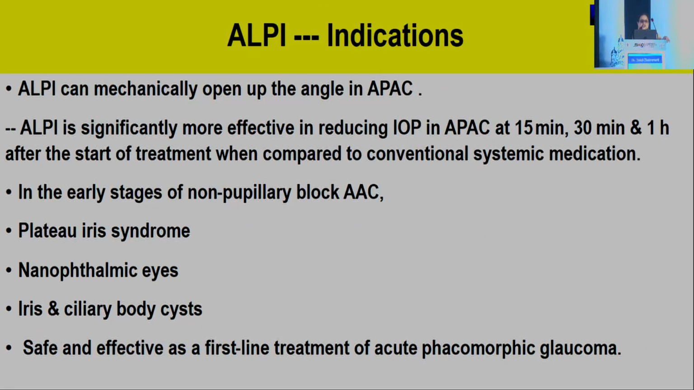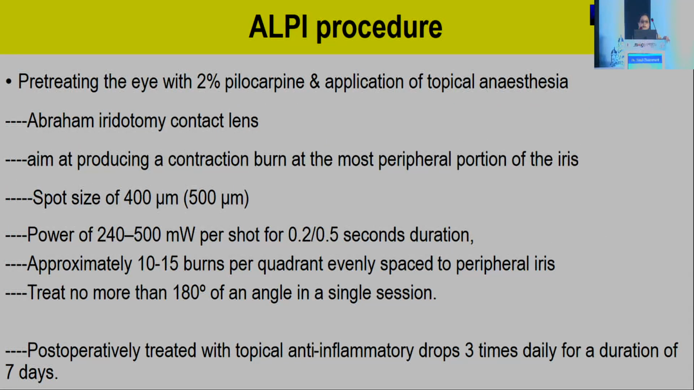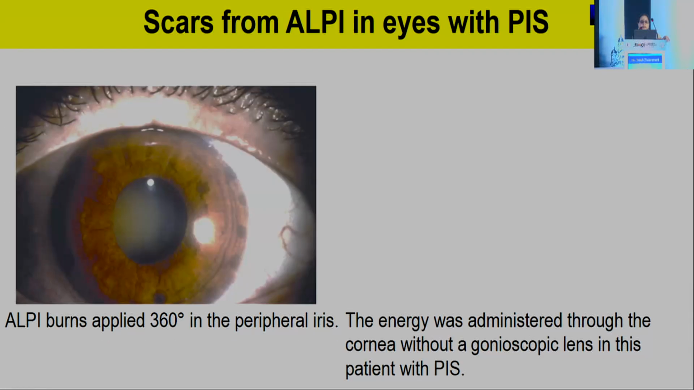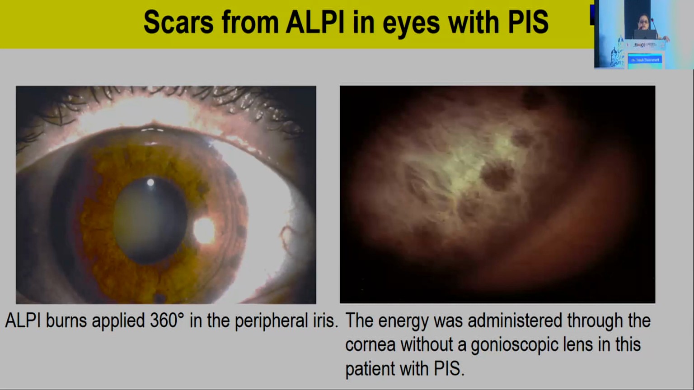What are the indications of ALPI? ALPI can mechanically open up the angle in APAC in the early stage, non-pupillary block angle closure, plateau iris syndrome, nanophthalmic eye, iris and ciliary body cyst, and is safe and effective as a first-line treatment of acute phacomorphic glaucoma. These are the ALPI procedures. In the ALPI procedure, we aim at producing a contraction burn at the peripheral portion of the iris. These are the scars from ALPI in eyes with plateau iris syndrome.